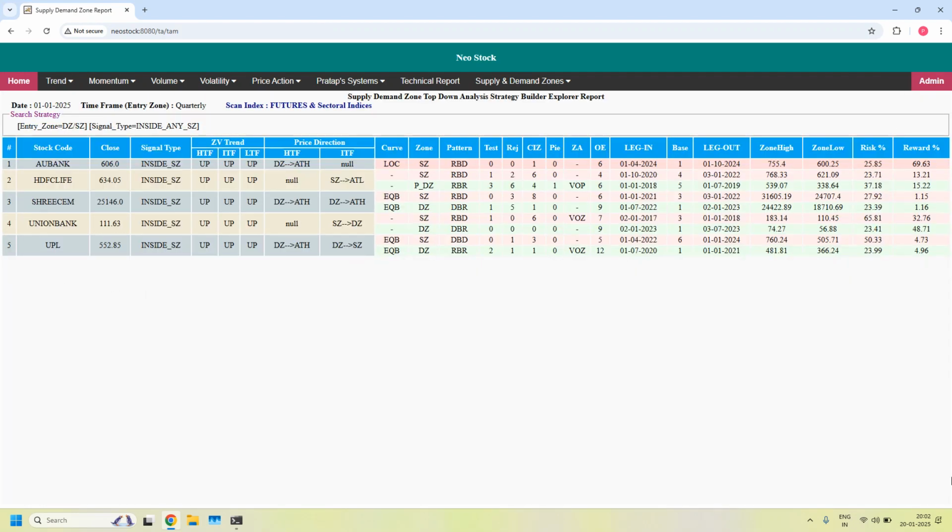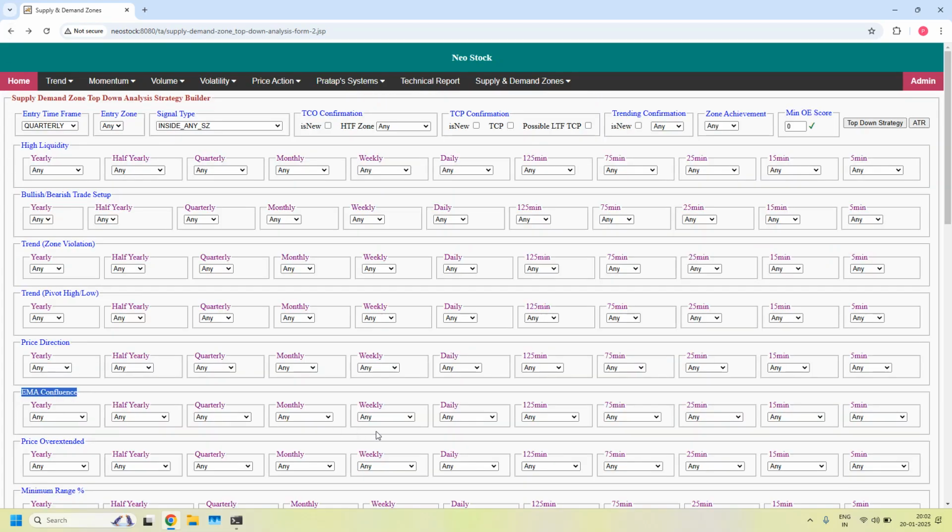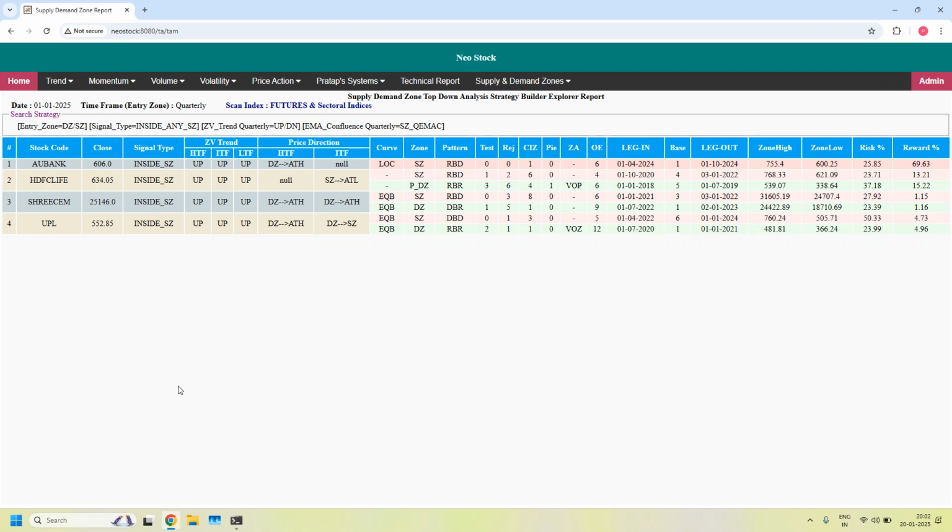5 stocks are filtered. Currently price closed inside these 5 quarterly supply zones. Let's check if any of these quarterly supply zones are having quarterly EMA Confluence. In the EMA Confluence at quarterly time frame, quarterly supply zone having quarterly EMA Confluence, and trend on quarterly time frame should not be sideways. Let's filter. We got all the 4 stocks are having quarterly supply zone having quarterly EMA Confluence.